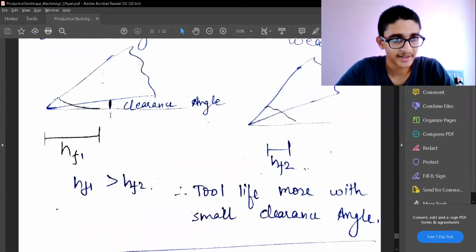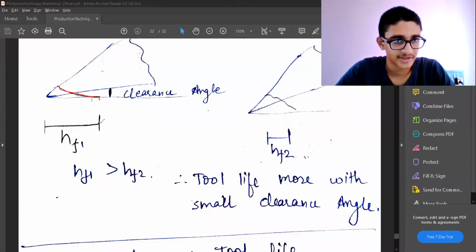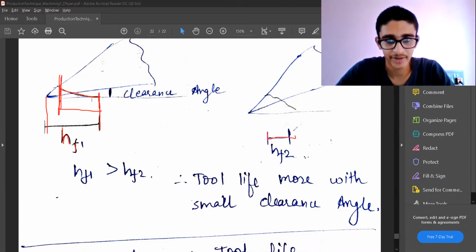So this is the clearance angle, just to represent it. Let the wear be over here. This is the black line which is showing the wear. Let me just use this annotation. This is the length from the tool tip to where the wear has taken place, which we have considered as HF1, and HF2 is this length from the final tip to where the flank wear has happened. So that is where we have shown HF2 and HF1.